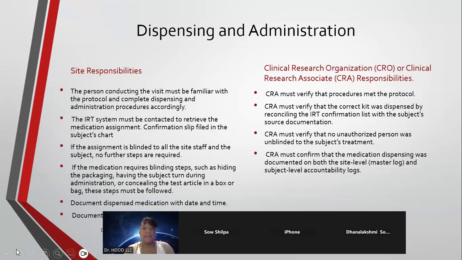Okay, if the assignment is blinded to all site staff and the subject, no further steps are required. So if everybody is already blinded, then we don't have to do any steps to try to protect that confirmation letter because everybody is blinded. But if the medication requires blinding steps, such as hiding the packaging, having the subject turn during administration, or concealing the test article in a box, then we must follow those steps.